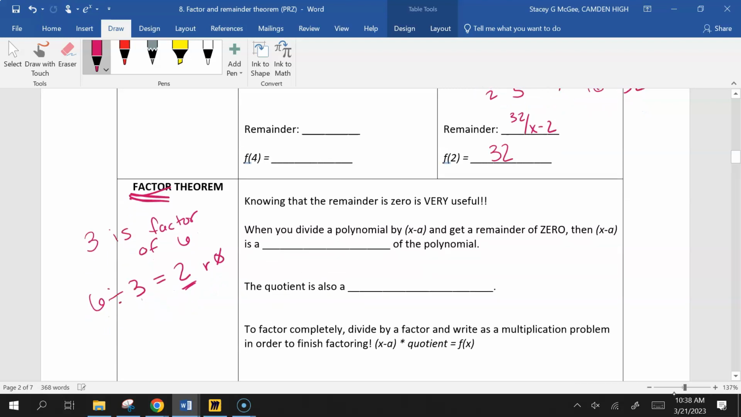Oh, well, that's the next question. When you divide a polynomial by x minus a and you get a remainder of 0, then x minus a is a factor of that polynomial. But not only is that a factor, but the quotient, which is what you get, is also a factor. Does that make sense? When you divide by a factor, you get a factor.